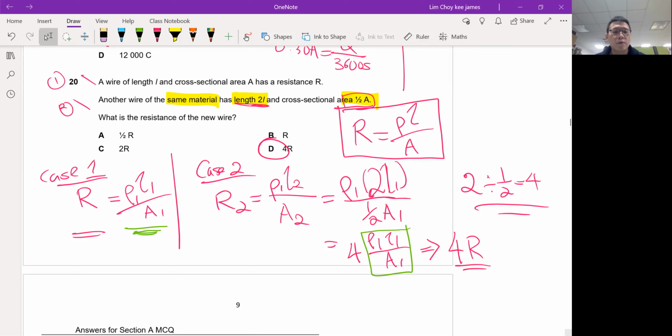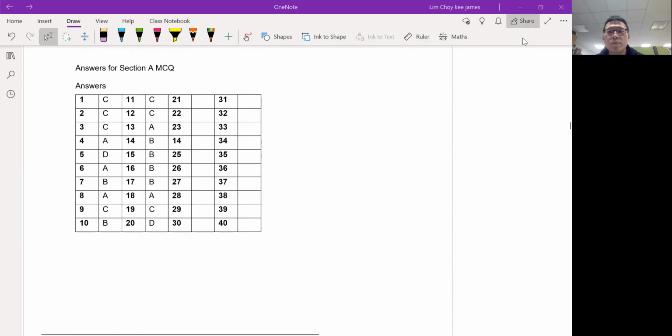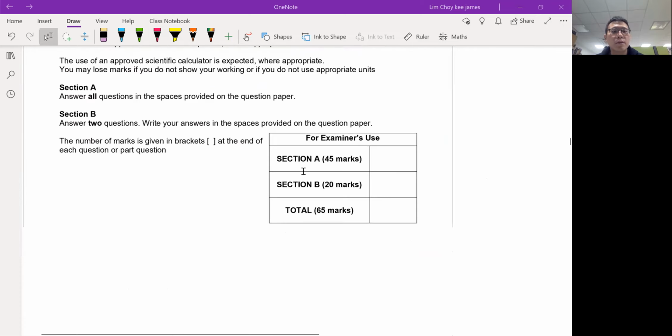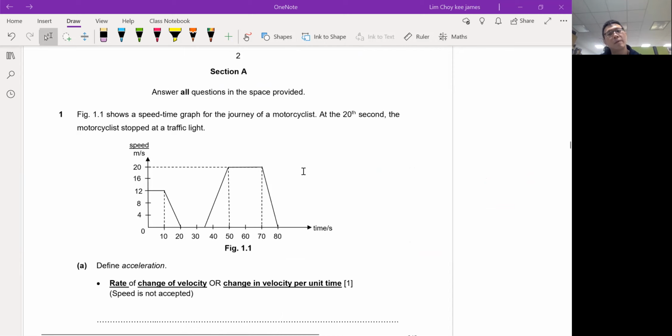Now, for paper 2, section A is a standard kinematics question. Here we are looking at a speed-time graph. Remember, the basic ideas are the gradient, and the area under the graph, which is the distance. These are the two main concepts.